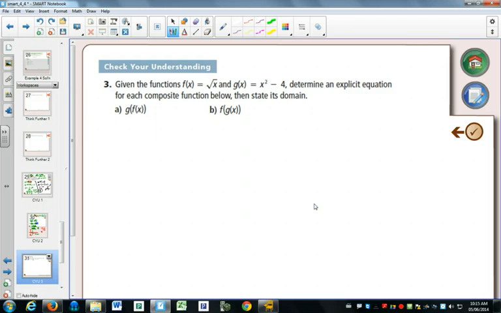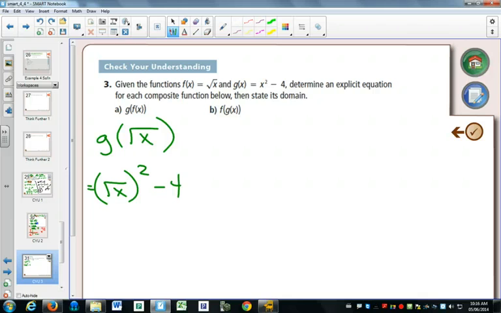And this example 3 is what we were looking at the beginning, because now we got a square root, and now we're going to be putting one function inside of the other, so we'll do both a and b. So for a, we'll get that explicit equation first. We're plugging in f of x inside, so then we'll have g of the square root of x, and then when we plug that into the next function, we'll get the square root of x squared minus 4.